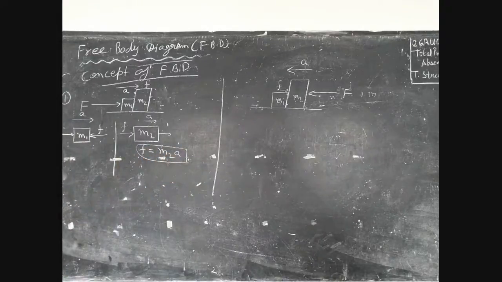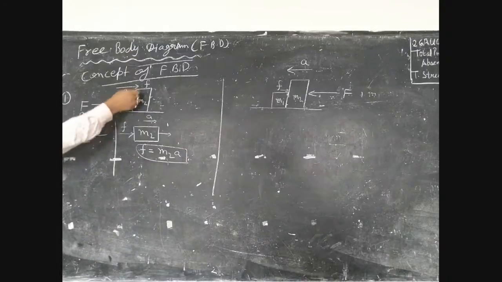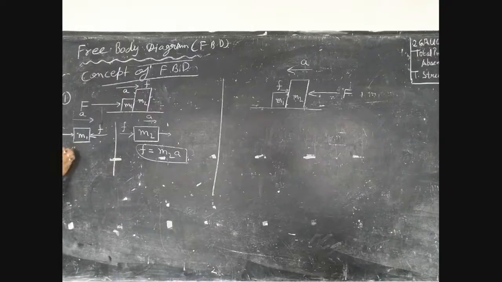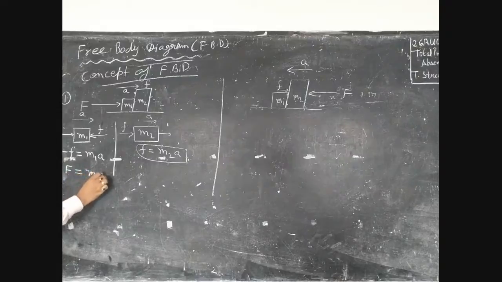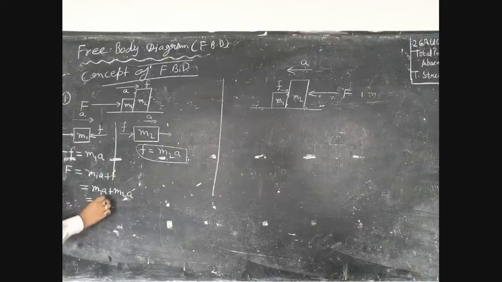Now solve here. The force applied is opposed by the force F, which means F minus F is equal to the net force. How much is the net force? So the answer is M1A. Understood? Now from here you will get F is equal to M1A plus this F, and this F is equal to M2A. So it is M1A plus M2A. Take A as common and you will get M1 plus M2.